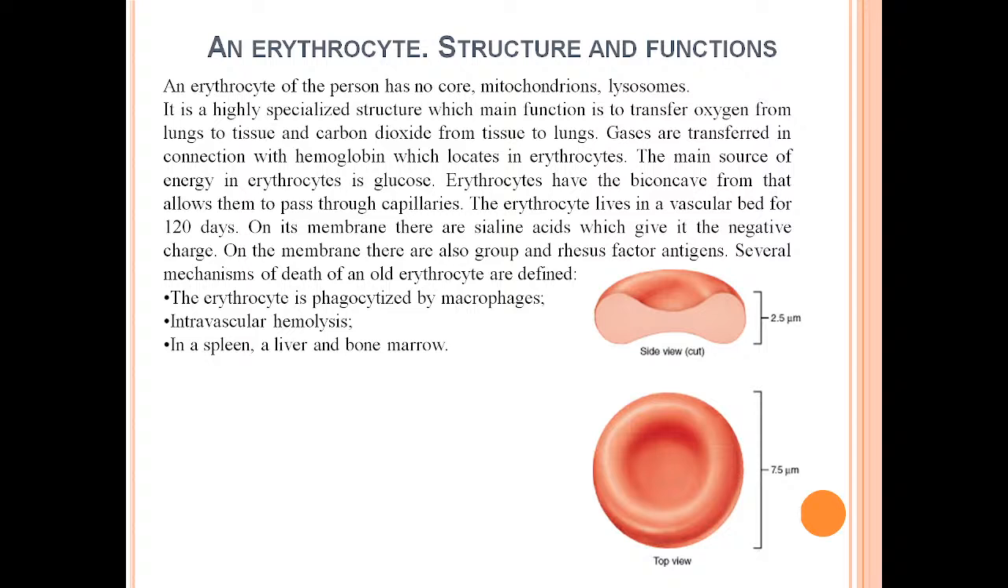Several mechanisms of destruction of old erythrocytes are defined. The erythrocyte is phagocytized by macrophages. Next, intravascular hemolysis. Next, in a spleen, a liver, and bone marrow.